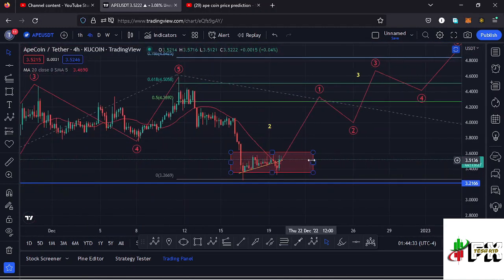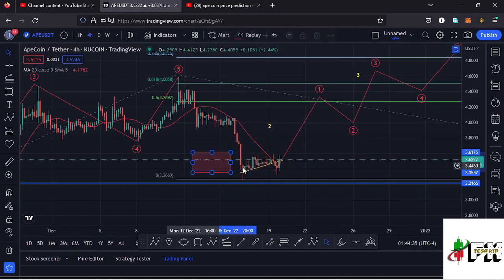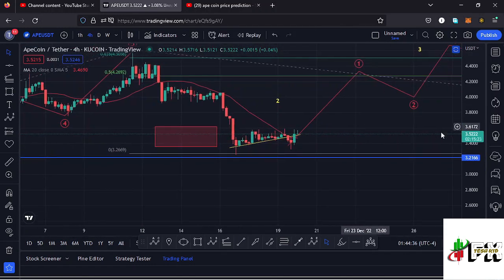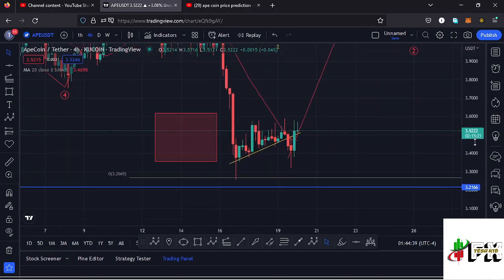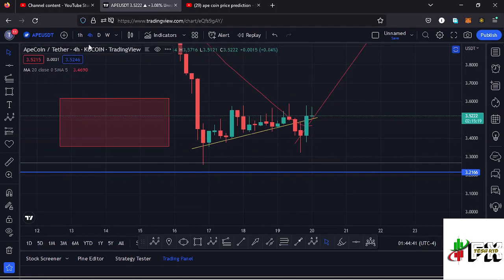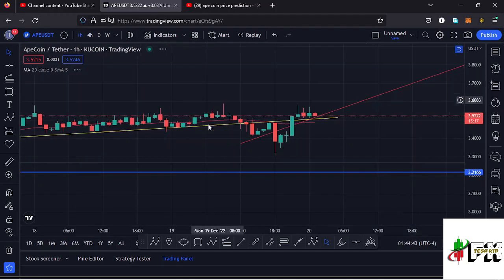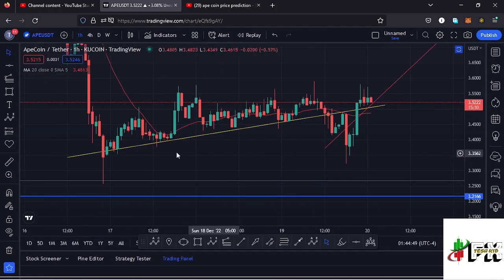And getting back into the formation of this second wave, where you can see we had lost a trend line, which is over here. And I think this is better seen on the 1-hour chart. So jumping to the 1-hour chart so that we can see that trend line that we had lost over here.